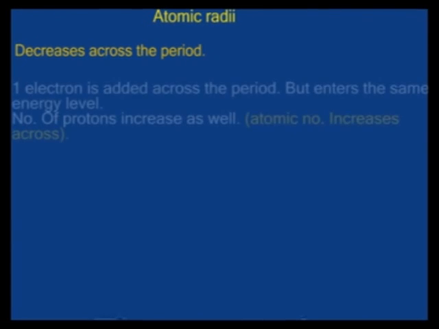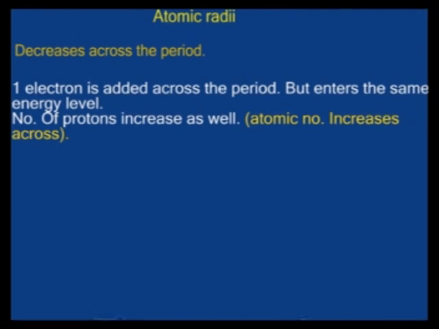Now, how about the atomic radii? Now, the atomic radii decreases across the period. Yes, decreases. Notice that across the period there is addition of one electron. However, these electrons all enter the same energy level because we have already said the number of energy levels do not change across a period. The increase in the number of electrons also means that the protons are increasing to maintain the neutrality of an atom. Remember, an atom is electrically neutral. It has equal number of electrons as protons.